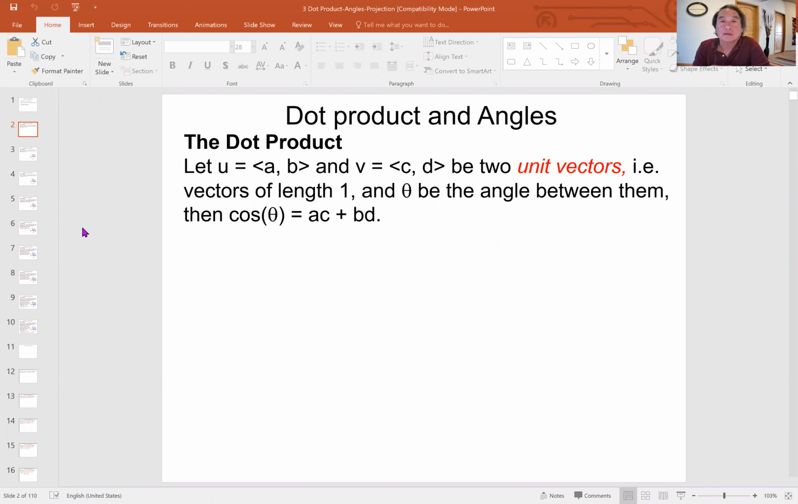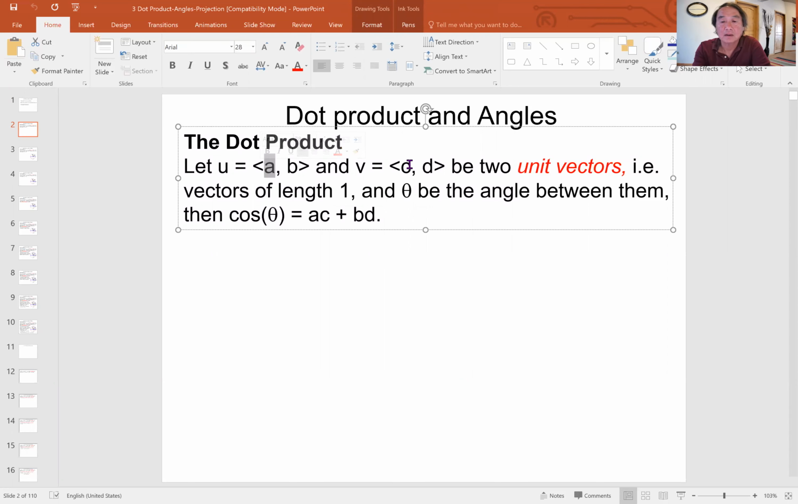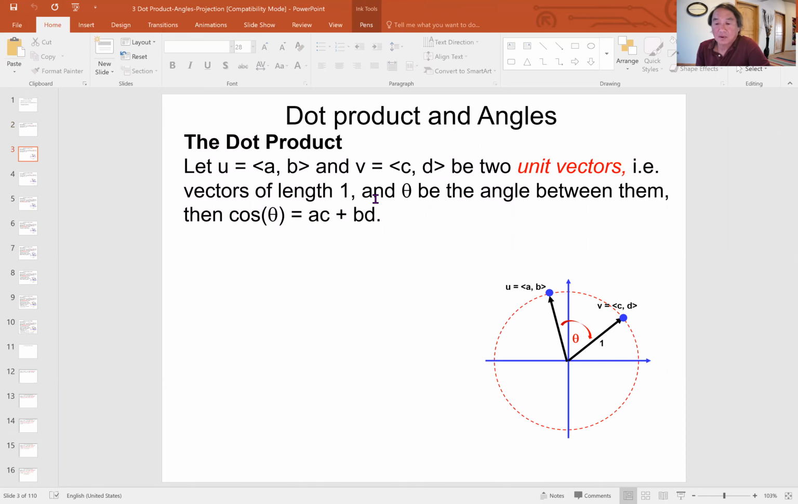One of the very important formulas is to find the angle between two vectors. Suppose we have two unit vectors. From here on, unit means length 1. Suppose theta is the angle between them, then we have this nice little formula that cosine theta is equal to the product of the x coordinates, a times c, added to the product of the y coordinates. And this sum is called the dot product.